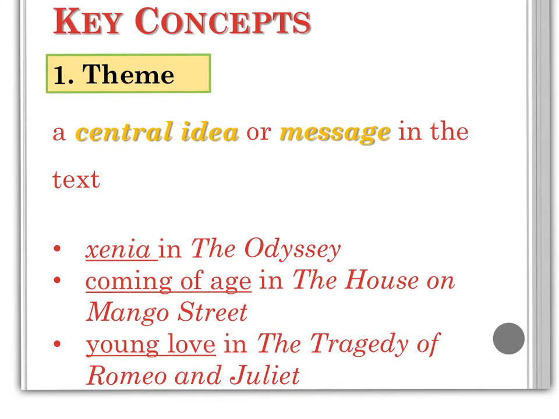Well, one type of topic that you can choose is theme. And so what does this mean?